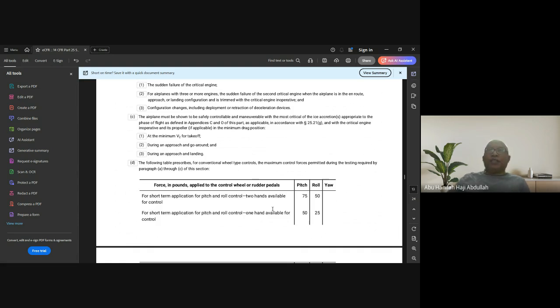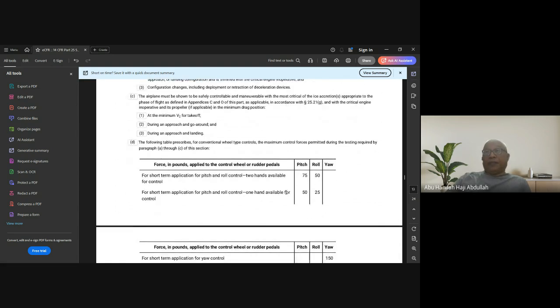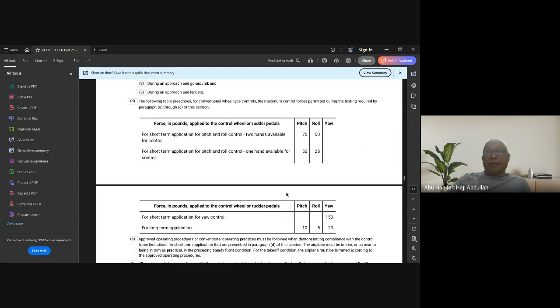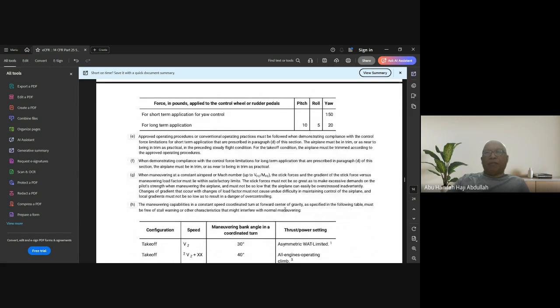So this is conventional, but nowadays with assisted controls, fly-by-wire, actuators, and all this stuff, this is still applied in the design of the system. Even though it's not for the human, the system should be able to handle these kinds of forces. Here is the force in pounds applied on the control wheel and rudder pedals, yaw control, yaw left and right: 150 pounds, and for long term, 20 pounds. So this is the detailed design you need to work with.